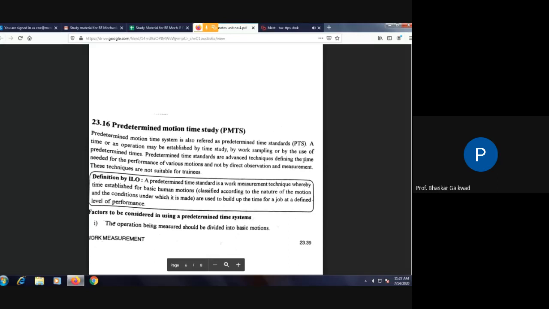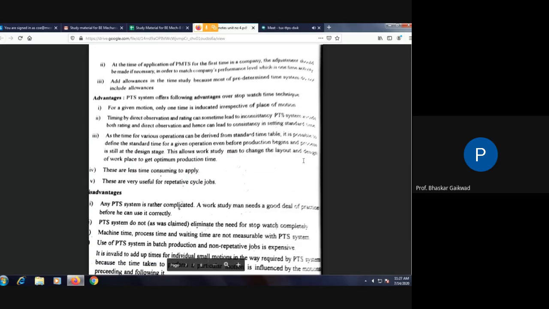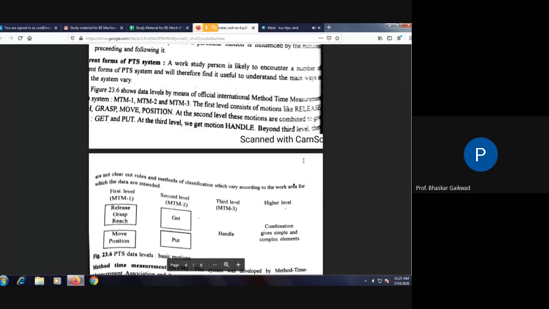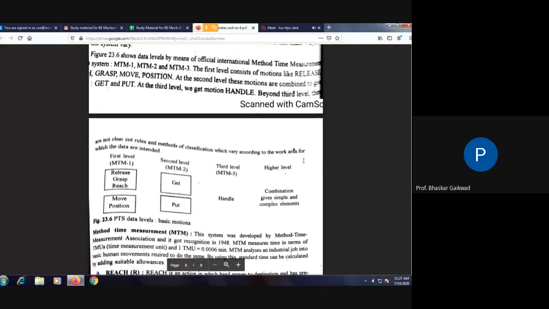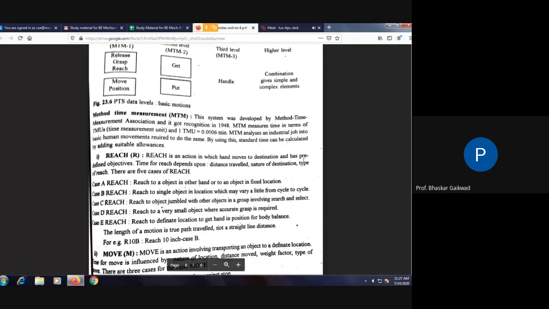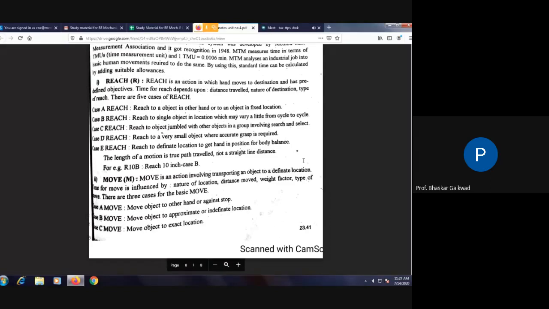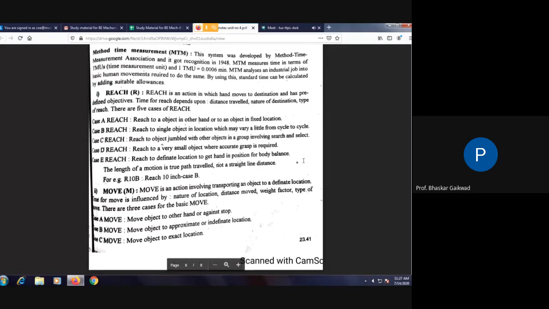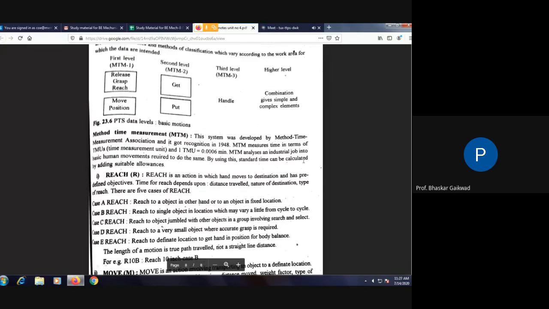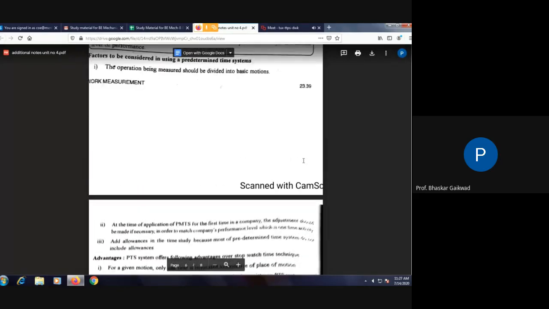So here, if you go into this, what are the motions? Are there a number of motions? Here, grasp, reach, move, gate, handle. So like these motions are there. Again here, reach, move. So these are the basic motions, and after this we can give the time required for each motion. This we are going to see.